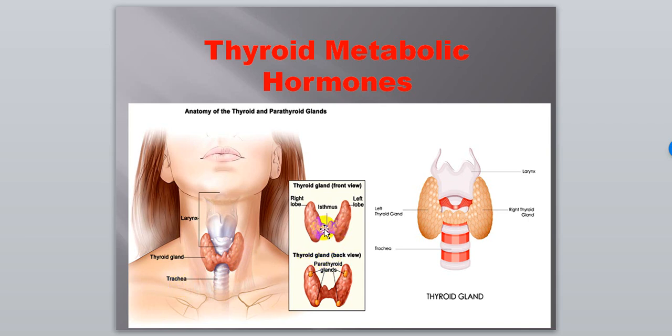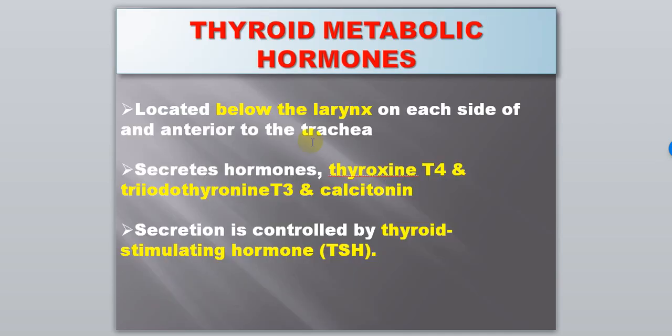As you see in this figure, this is the front view and this is the back view. In the back view, we can see the parathyroid glands, four parathyroid glands, in each corner of the thyroid. So the thyroid gland is located below the larynx and in the anterior part of the trachea and secretes thyroxine, T4, triiodothyronine, T3, and calcitonin. Secretion of these hormones is controlled by thyroid stimulating hormone, the hormone secreted from the anterior part of the pituitary gland.